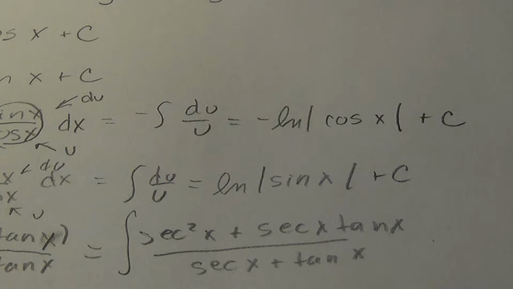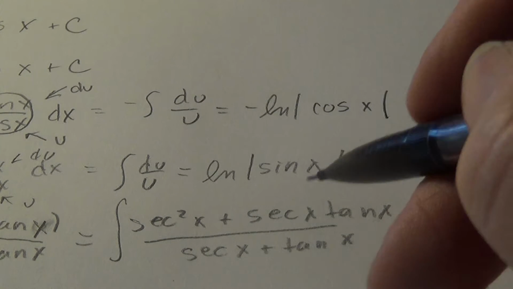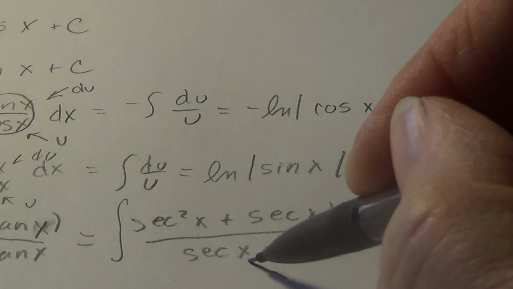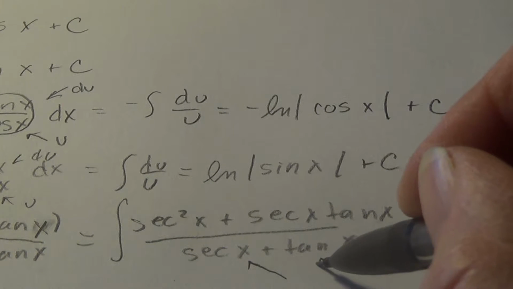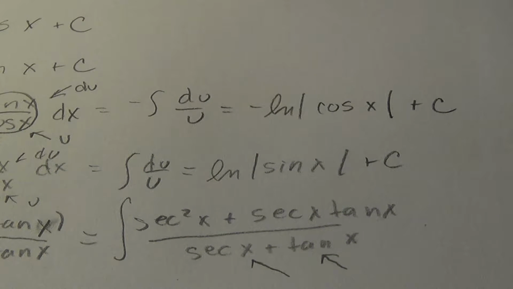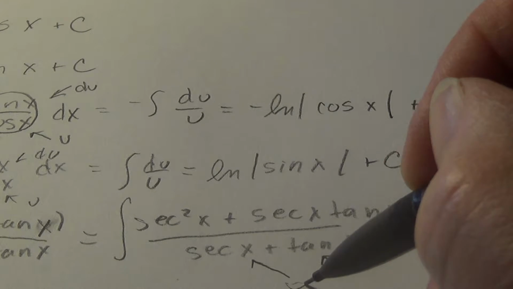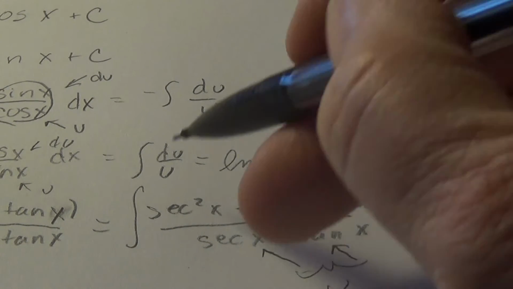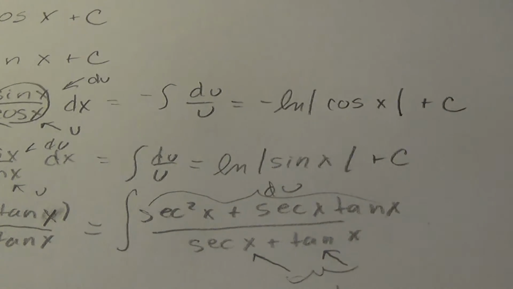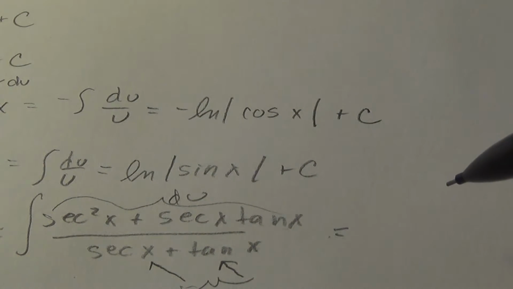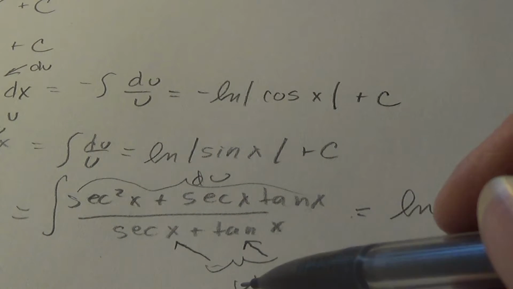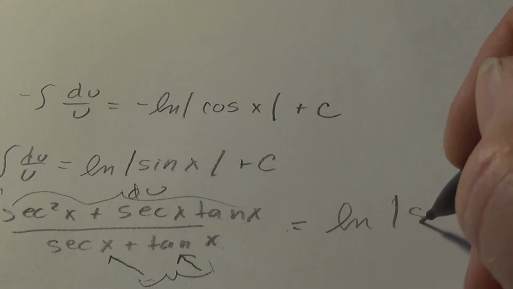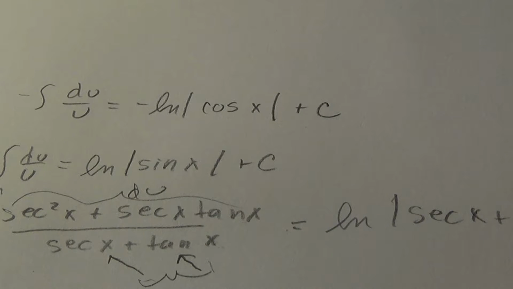Do you notice something that I could do now? Actually, if you recall from derivative land, what is the derivative of secant? It is secant tan. And what is the derivative of tangent? It is secant squared. So if we call this down here our u, this is exactly our du. So with that little trick, we can integrate secant, and it comes out to be ln of this denominator, secant x plus tangent x, between absolute value there, plus c.